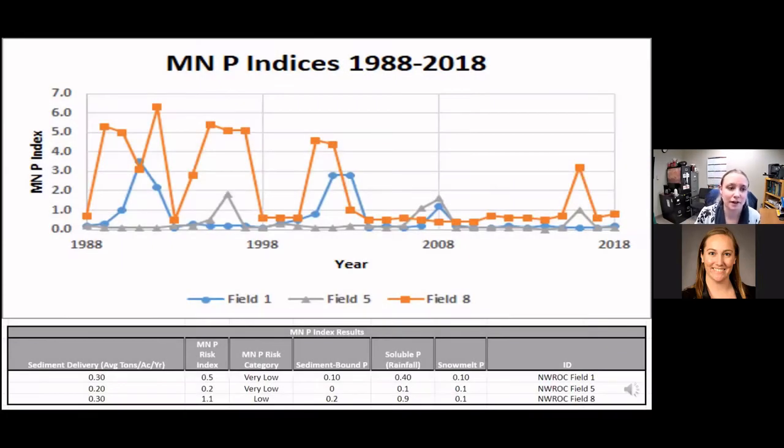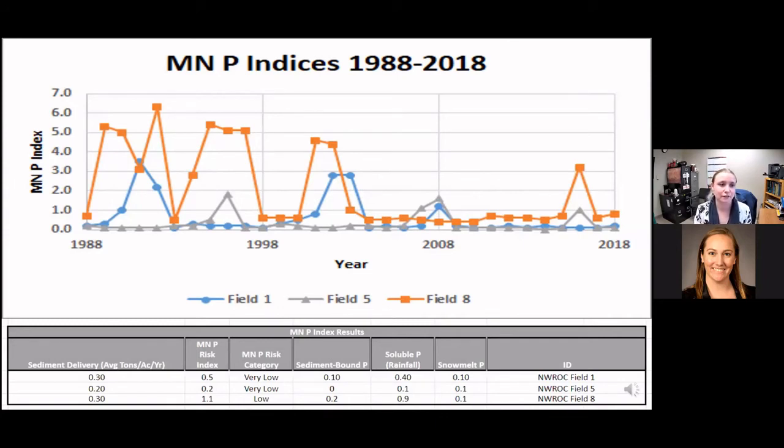And then an example of how this model works in action, so to speak. So we have these 3 fields at the Northwest Research and Outreach Center where I work. We have fields 1, 5, and 8 here across 30 years between 1988 and 2018.